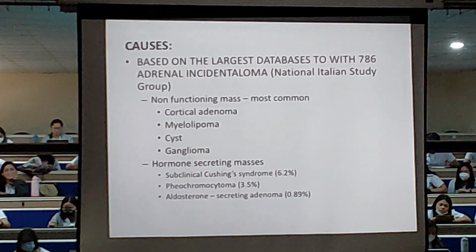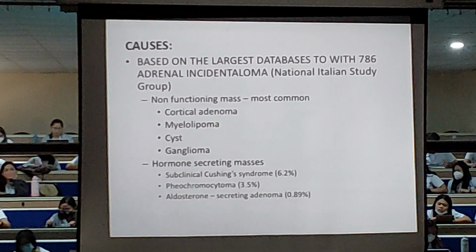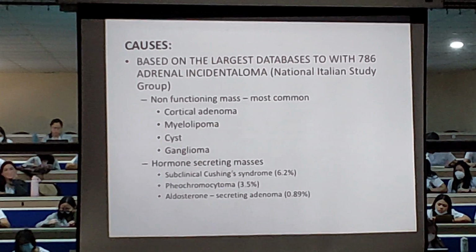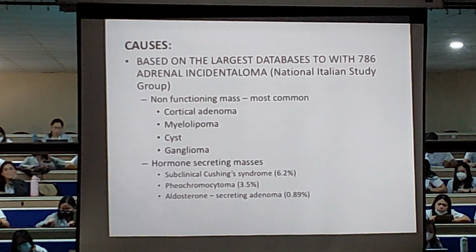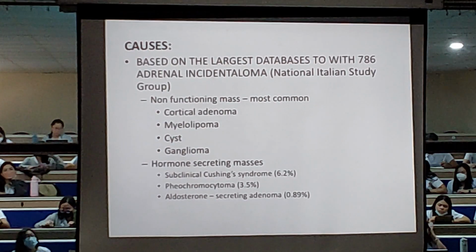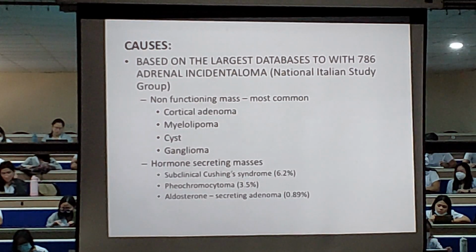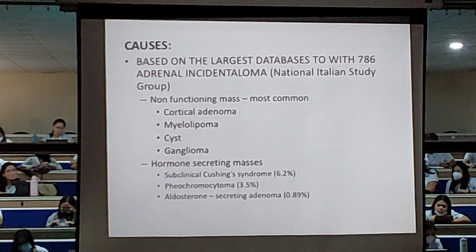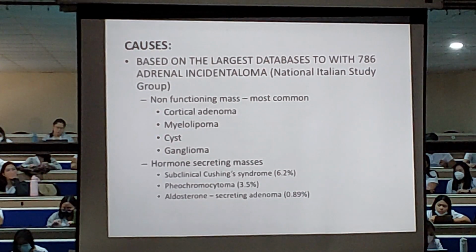So these are the causes of adrenal incidentaloma. It can be a non-functioning mass, which is the most common. It can be due to cortical adenoma, myelolipoma, cyst, or ganglioneuroma. For hormone-secreting masses, this can be due to subclinical Cushing syndrome, seen in 6.2%. It can be pheochromocytoma, or an aldosterone-secreting adenoma in 0.89% of cases.